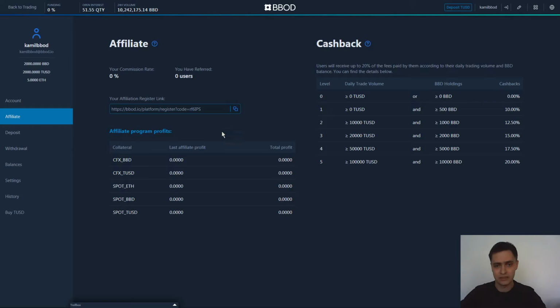Yeah, and you can see all your affiliate program profits in here as well, because if someone creates an account with your referral link, you will get part of his fees as well. You can learn all of these things here in references. We have all this if you need more details.